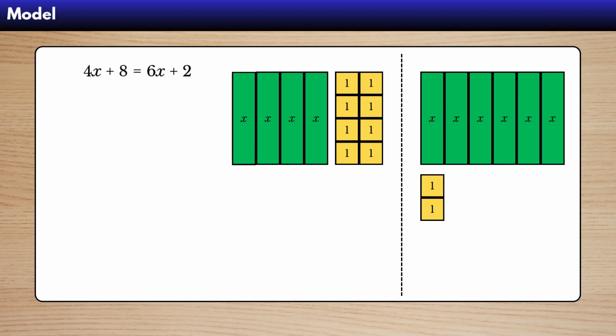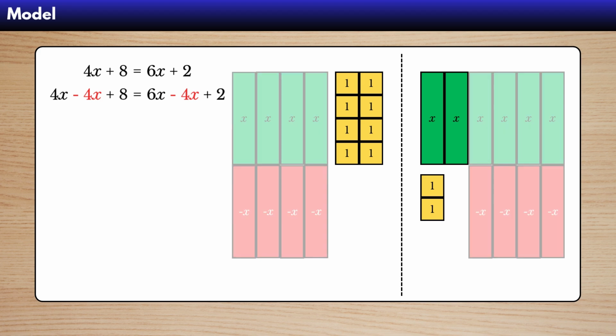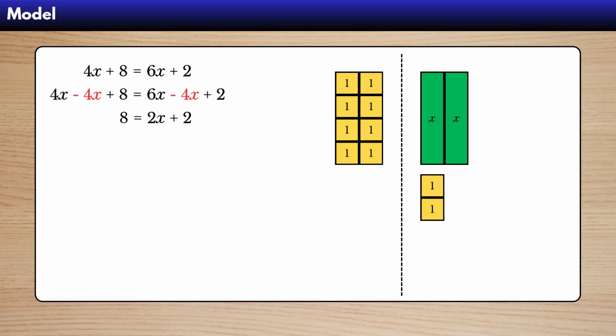Notice that we have variable terms on both sides of the equation. We need to make it so that we only have a variable term on one side. To do this, we will add 4 negative x tiles or subtract 4x from both sides of our equation. The positive and negative tiles will zero out, leaving 8 positive unit tiles on the left side and 2 positive x tiles and 2 positive units on the right side, or 8 is equal to 2x plus 2.